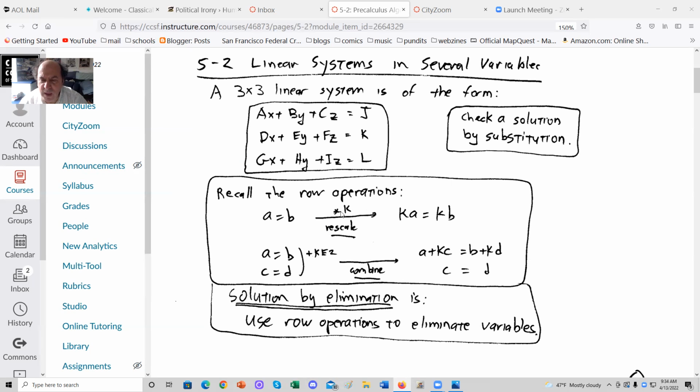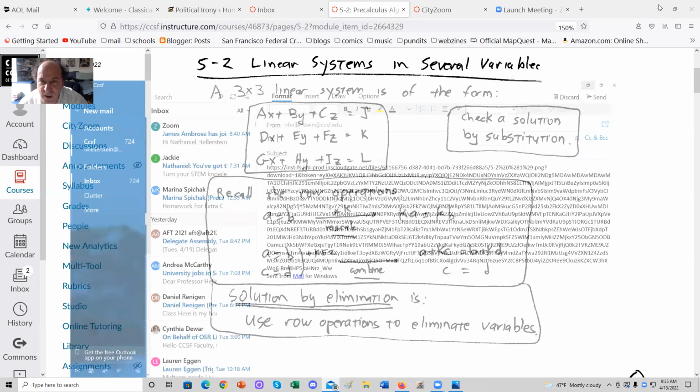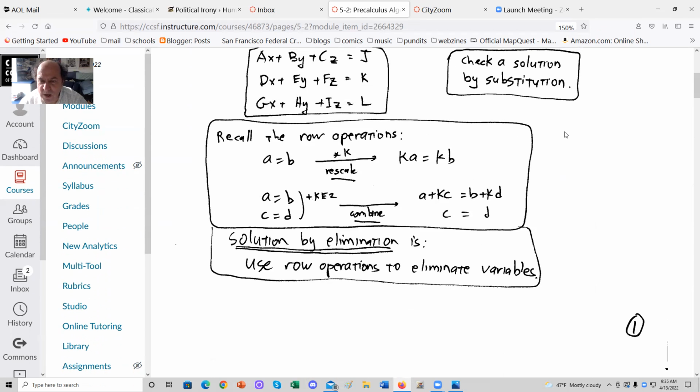If A equals B, then you can rescale to get KA equals KB. You have two equations, and you will add K times equation 2 to equation 1. Get A plus KC equals B plus KD. And C is still equal to D. We use row operations to eliminate variables.